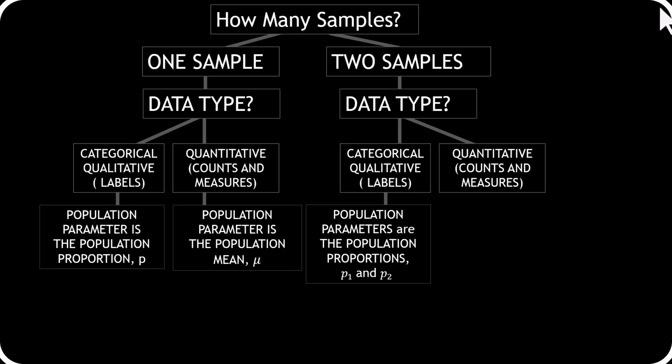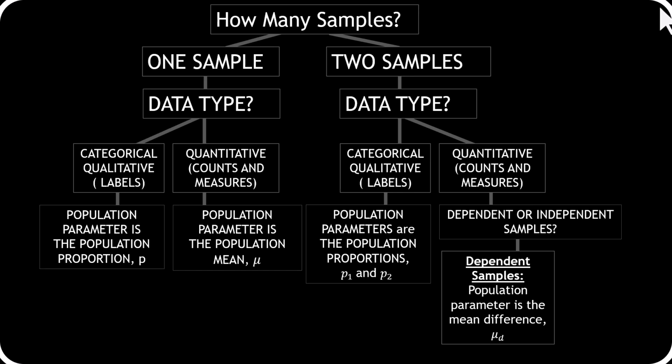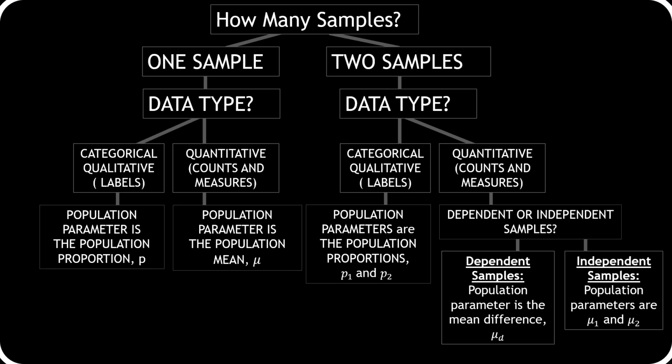If we have quantitative data, meaning counts or measures, we have to ask ourselves another question. The question we have to ask now is, do we have dependent or independent samples? If we have dependent samples, then our population parameter is going to be the mean difference, known as mu sub d. And if I have independent samples, then the population parameters are mu1 and mu2.